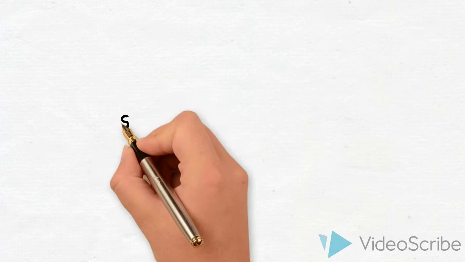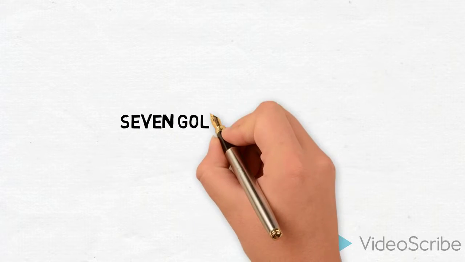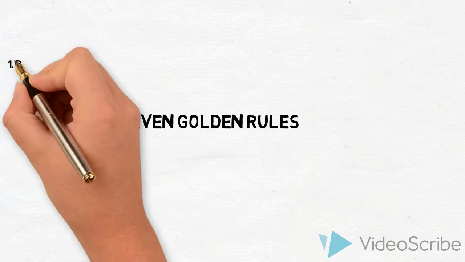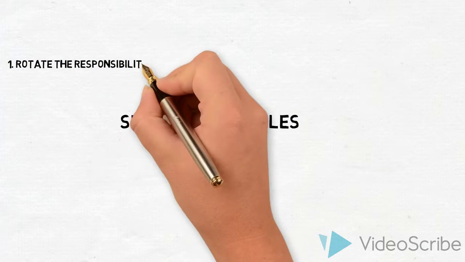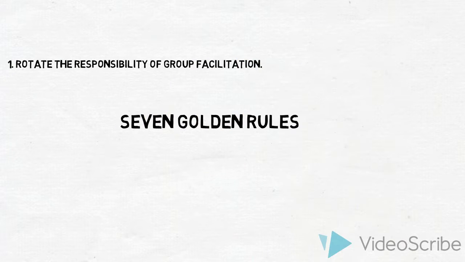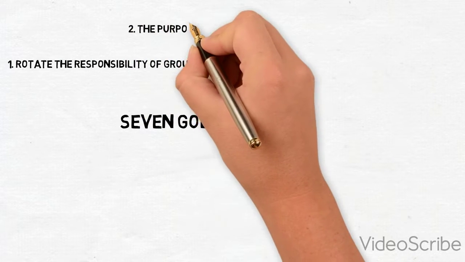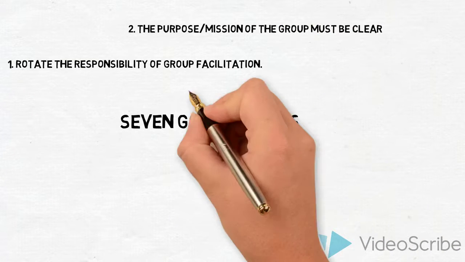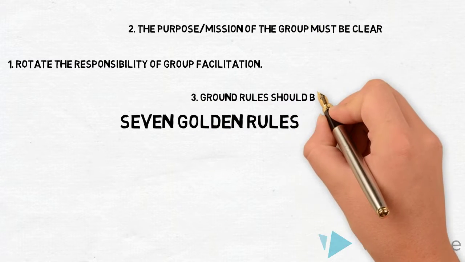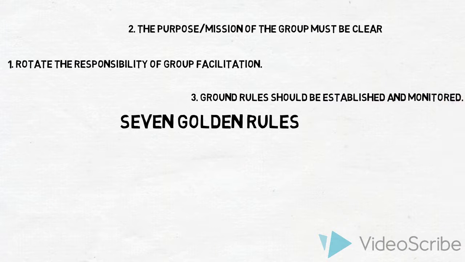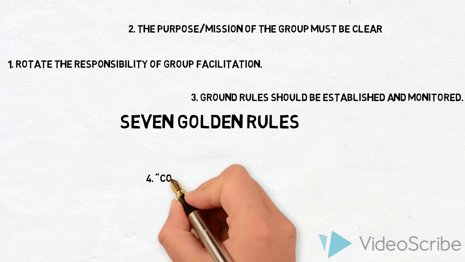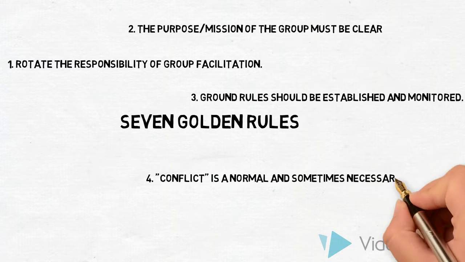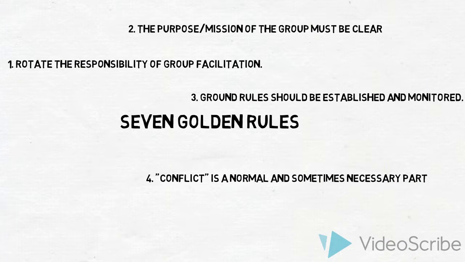In general, the following rules should be kept in mind to develop properly through the stages of group development. Rotate the responsibility of group facilitation. The purpose, mission of the group must be clear to all members and the purpose, mission should be periodically revisited. Ground rules should be established and monitored. Help group understand that conflict, in a positive way, is a normal and perhaps necessary part of group development.